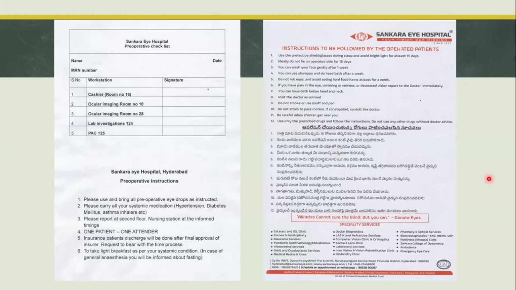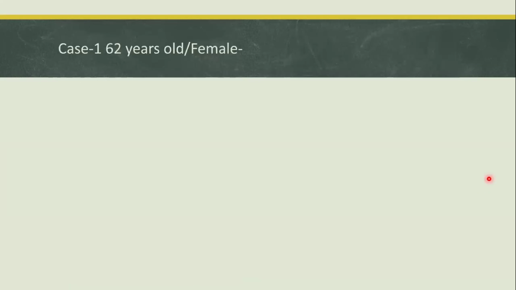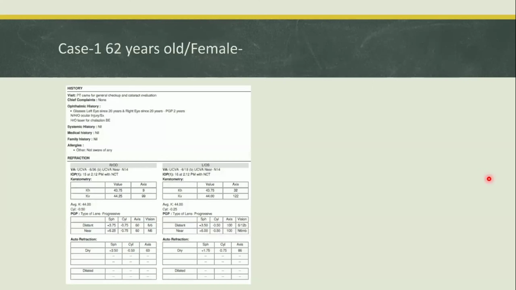I have a few cases to discuss. Case one is a 62-year-old female who came for a general checkup and noticed her vision was getting blurred. Both eyes she has been using glasses for 2 years, and she had only a chalazion surgery. Her uncorrected visual acuity is 6/36 and 6/18, and near is N14. The patient is hyperopic, and in the keratometry readings there is only 0.5 cylinder in the right eye and 0.25.